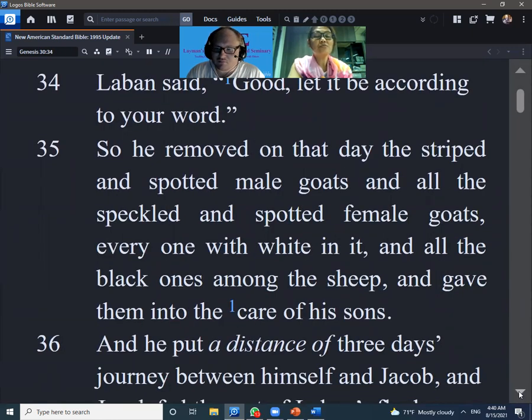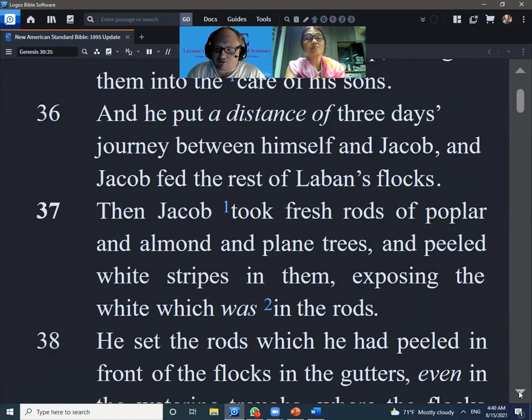So he removed on that day the striped and spotted male goats and all the speckled and spotted female goats, every one with white in it, and all the black ones among the sheep, and gave them into the care of his sons. And he put a distance of three days' journey between himself and Jacob. And Jacob fed the rest of Laban's flock.